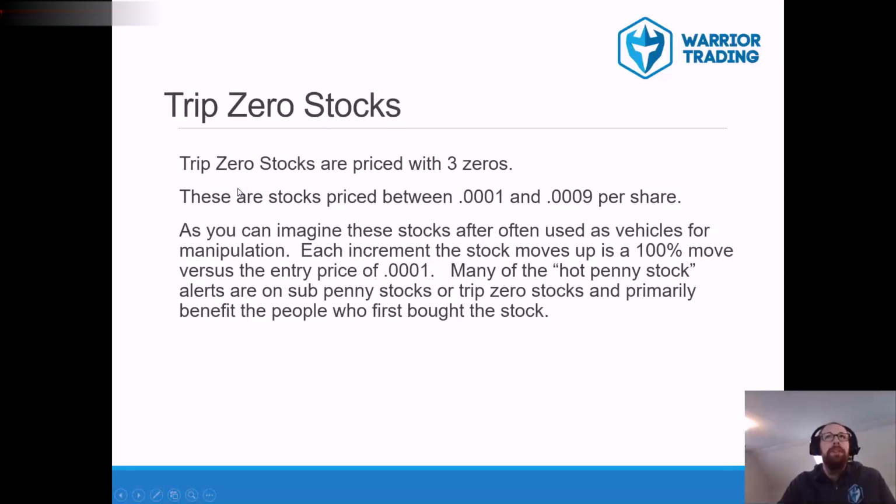And then you've got the Trip Zero stocks. Trip Zero stocks are priced with 3 zeros. They're priced between 0.0001, which is literally the lowest price a stock can possibly be, and 0.0009 per share. Okay? These are the types of stocks that are often used for manipulation. Just imagine if you got $1 million worth of one of these stocks at 0.001 and 0.002, and then you put out all those postcards and all those hot penny stock tips, and it goes up to 0.001, goes up to 1/10 of a penny, that's $10 million.